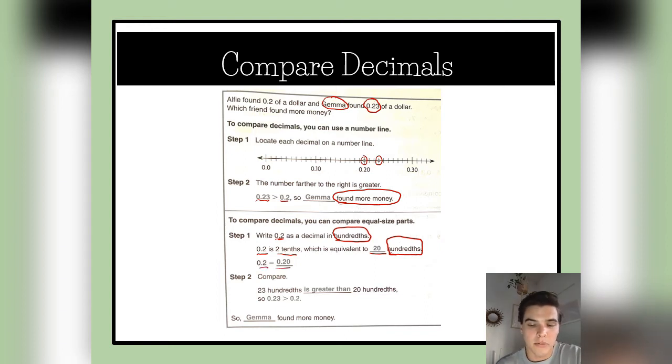And now it's really simple. Right now you're comparing apples to apples. So 23 hundredths is greater than 20 hundredths. And then they rewrite it like this. 0.23 or 23 hundredths is greater than 0.2 or 2/10. So Gemma found more money.